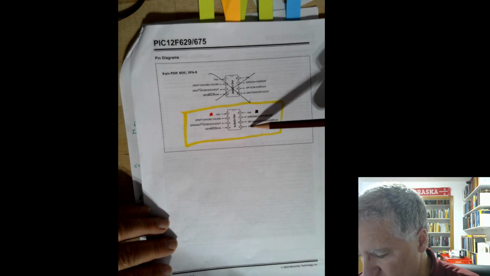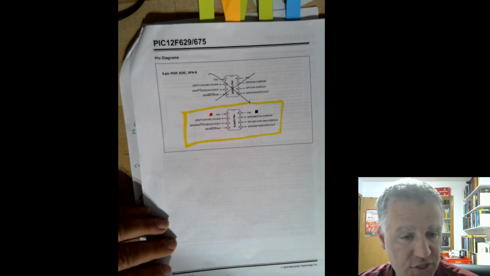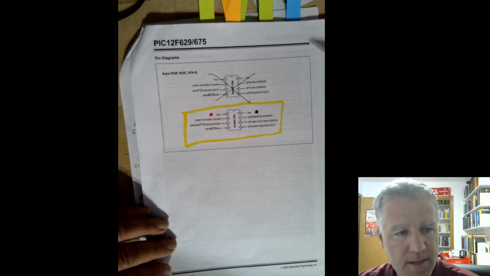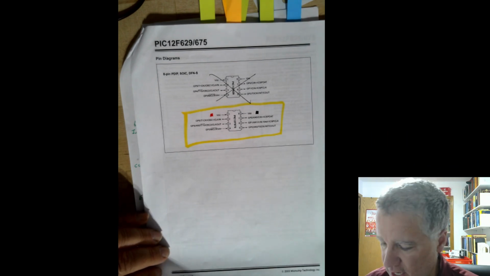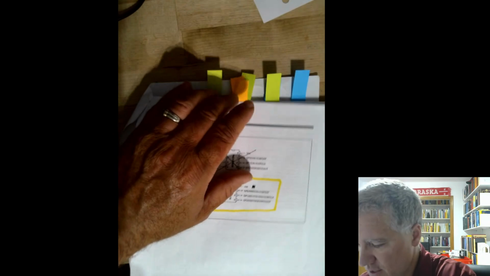Pin 0, 1, 2, 3, 4, 5 are digital, can function as digital inputs, also as analog inputs for many of these, for the comparator and for the analog digital converter. So some good stuff there.